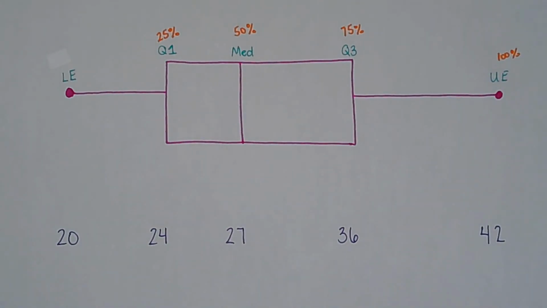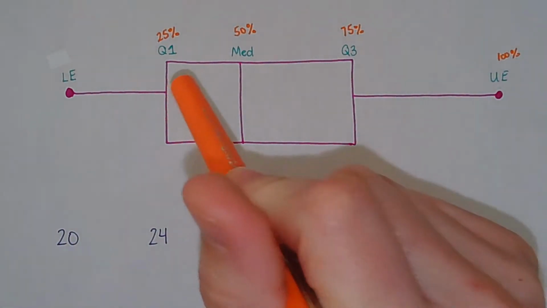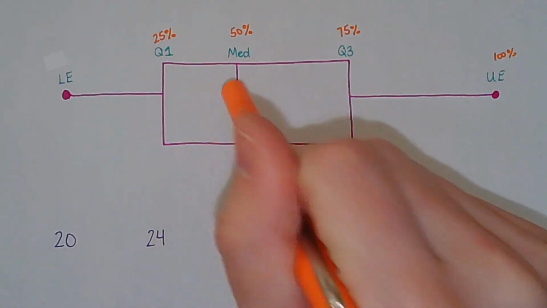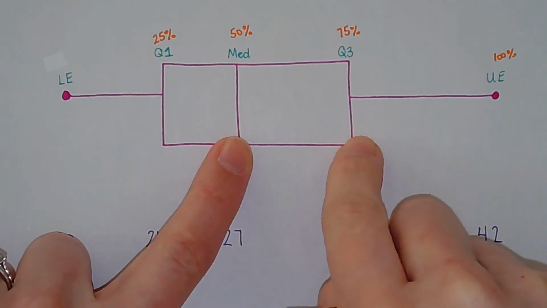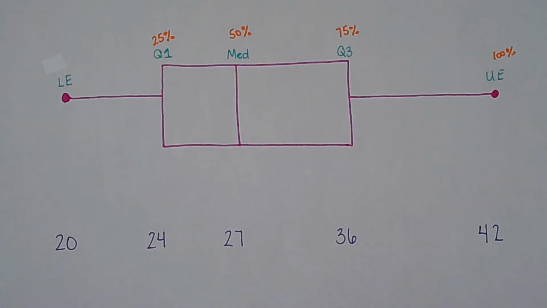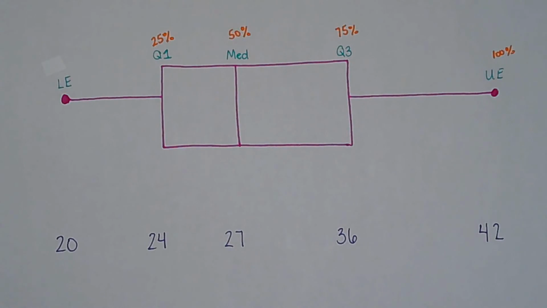So it'll make more sense once you see some questions about it, but you just need to remember that each section is 25%. It doesn't matter how big or small it is, even if it's teeny tiny, it's still going to be 25% of your data, okay? Every section is 25%.